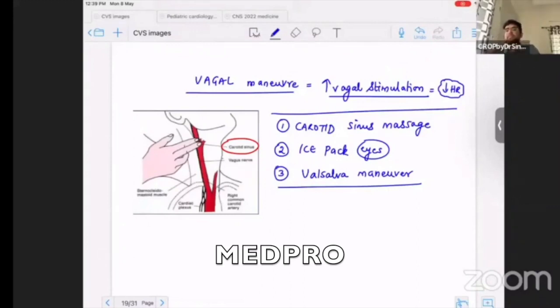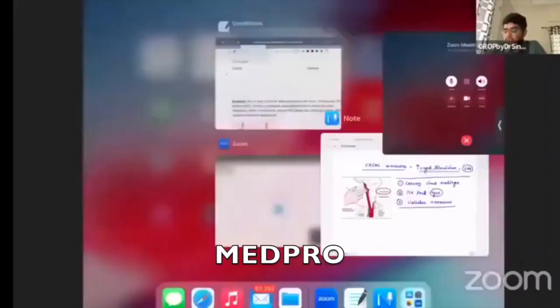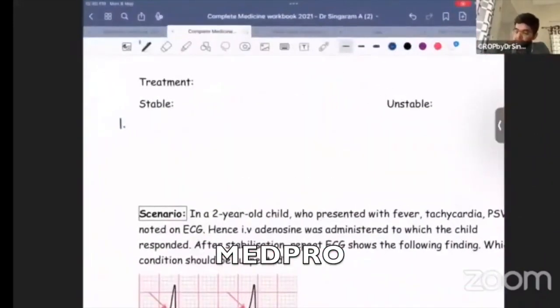Is that clear? Are you able to follow? So carotid sinus massage, ice packs over the eye, and one more is the Valsalva maneuver. All these are examples of the vagal maneuvers which can be done for a patient to decrease the heart rate in case of PSVT. This is what we do in the emergency room. So vagal maneuvers will be number one.